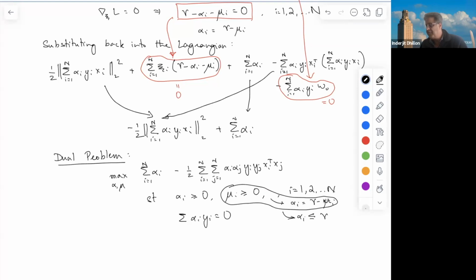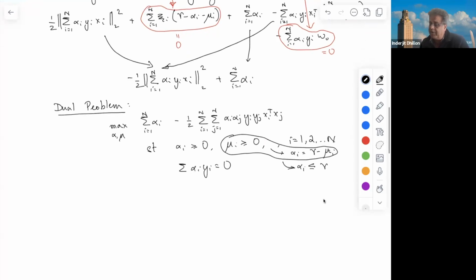Okay. So it's actually quite interesting that the dual problem becomes the following. Maximize. I can actually eliminate the mu, because alpha I has this form, gamma minus mu I. So the maximum value alpha can take is gamma. And that's the only place where it comes in. So I can actually eliminate mu. And so this is the final form of the dual problem.